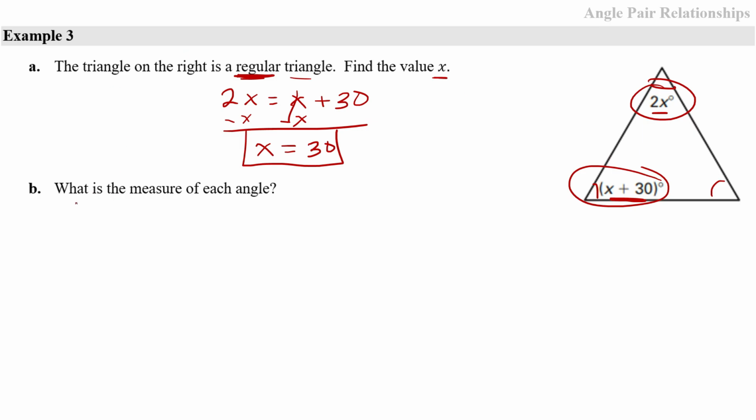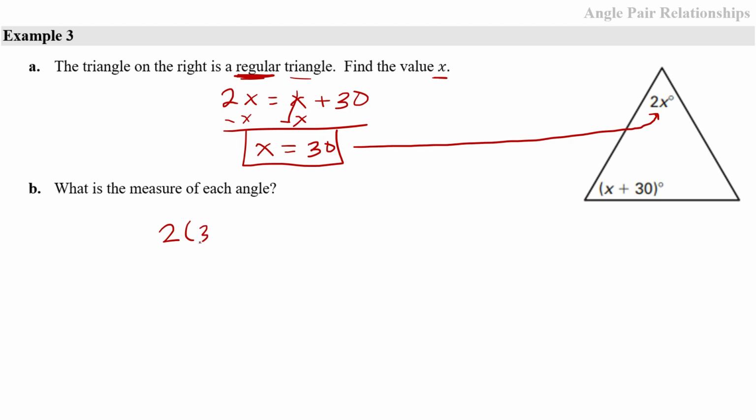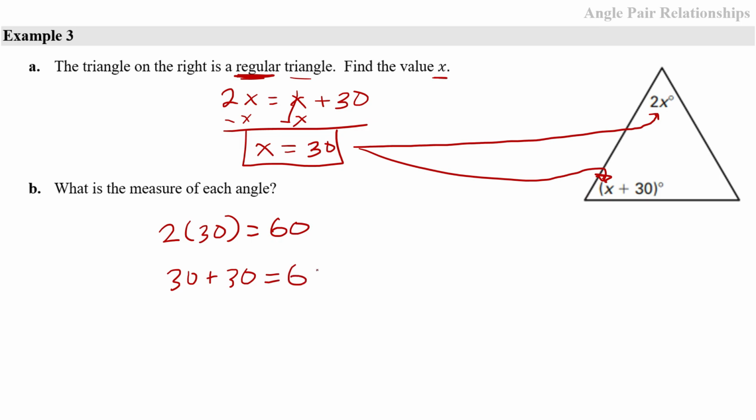For letter B, it says what is the measure of each angle? Once again, if x is 30, then I can substitute and plug in 30 there to get 2 times 30, and 2 times 30 is 60. I can also plug in 30 here, and 30 plus 30 is going to give me 60. So therefore these 2 are 60. And also because it's equilateral, we can say the angle over here is 60, so basically every angle is 60 degrees.